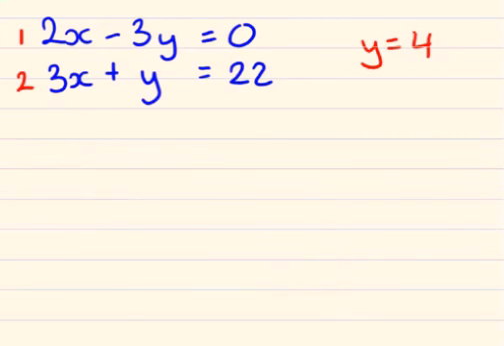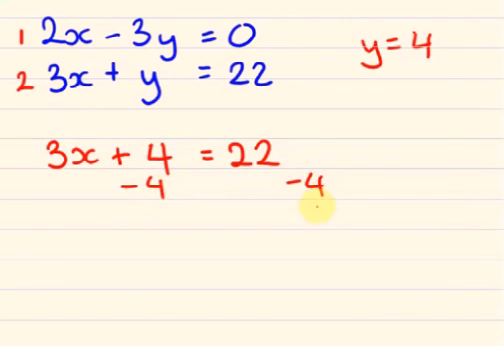Okay, so what we get is this. And so we substitute these values in. Now I'm going to do equation 2 here. So we end up with 3x plus y, so y is 4, and it equals 22. So taking 4 off both sides, we end up with 3x equals 18. So x equals 6.